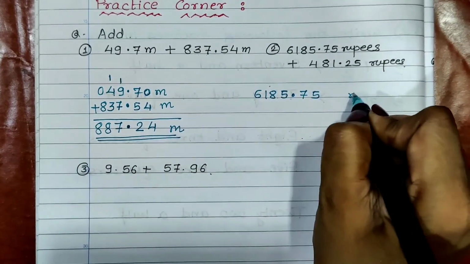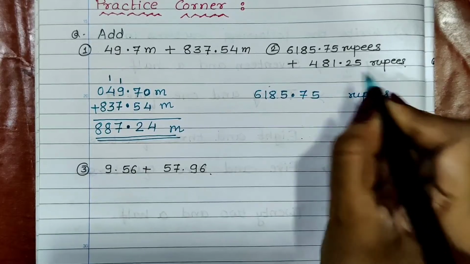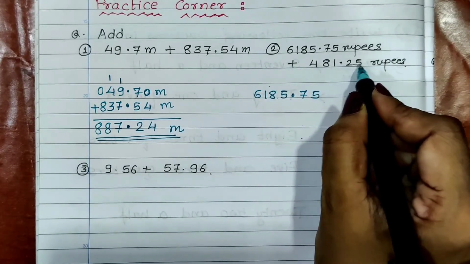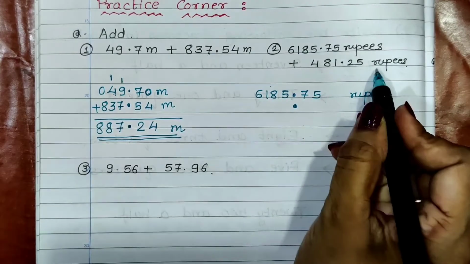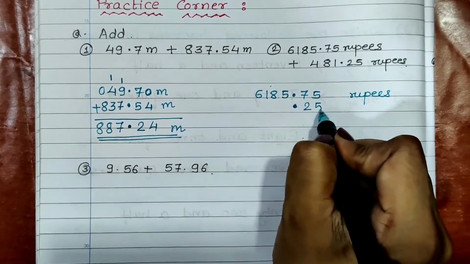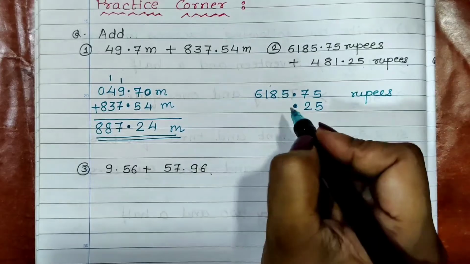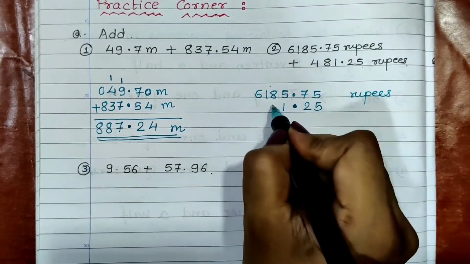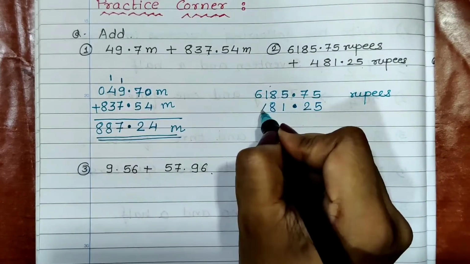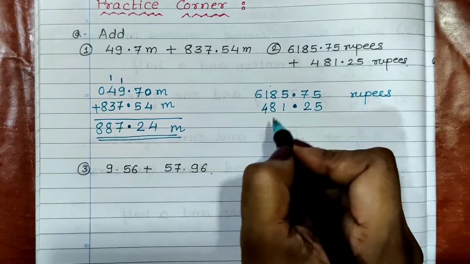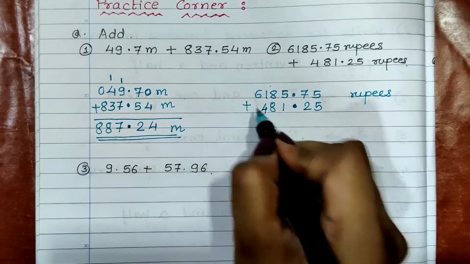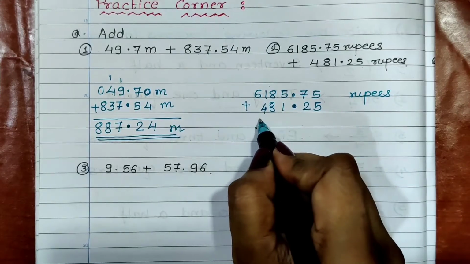6185.75 rupees and 481.25 rupees. Okay, so point below point. On the right hand side 2 digits are there. On left side 1, then 8, then 4. 3 digits are there. Here no digit, so you can write 0. If you don't want, you cannot write anything. Directly solve it.